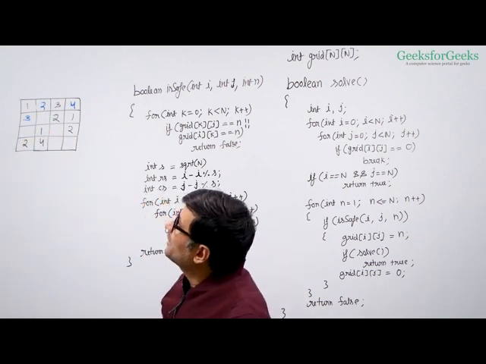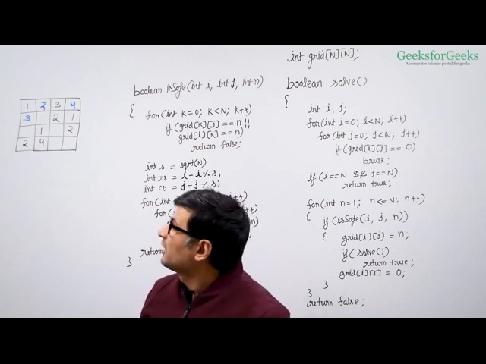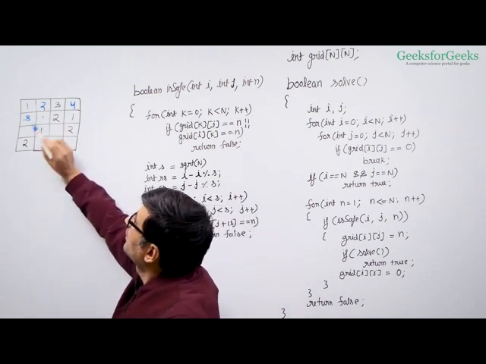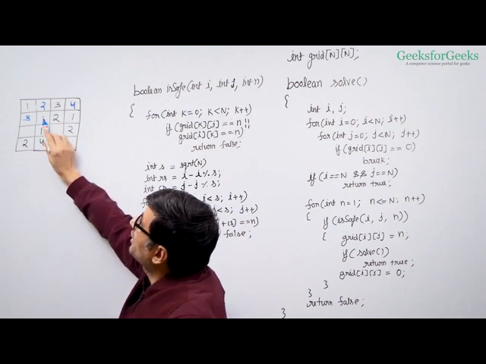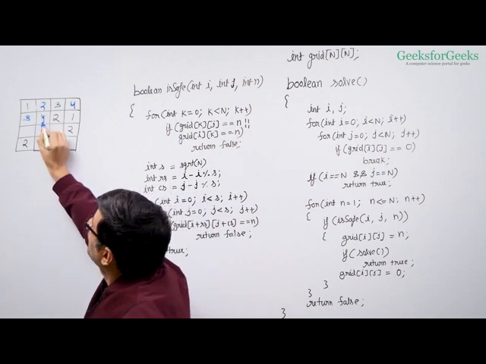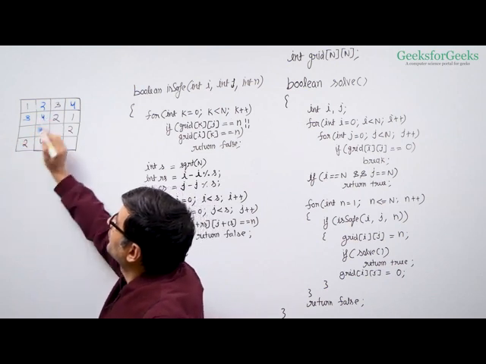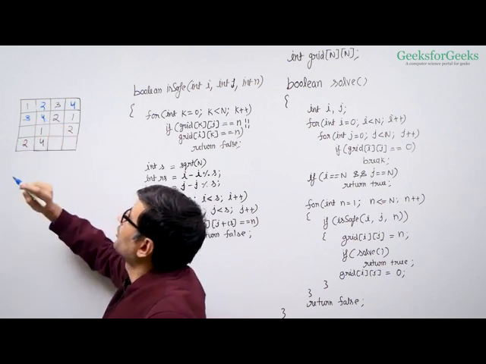Once we put 3, we again recur for the remaining empty cells. So we recur for this, right? And when we come here, we again try putting all the numbers. 1, 2, 3, they all fail the safety test. So we put 4 here. When we put 4 here, we recur for the remaining empty cells.